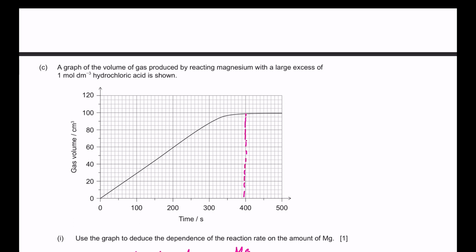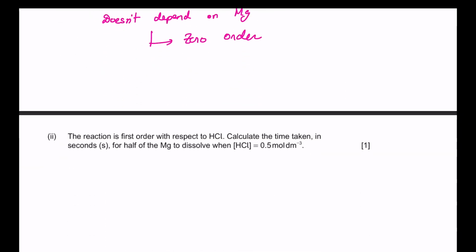So if we are using 0.5 mole per dm cube HCl, obviously it will take double the time because it's a first order reaction. So it will take around 800 seconds to reach equilibrium, or for all of the Mg to get used up. So we need half of Mg to react. That means it will take half the time. So half of 800 will be 400. The answer should be 400.